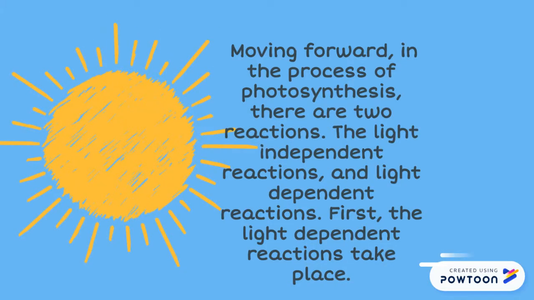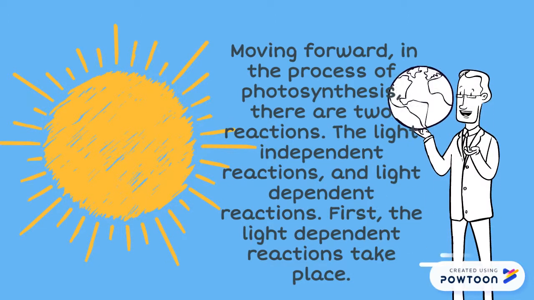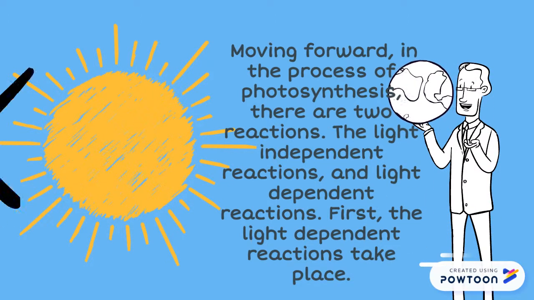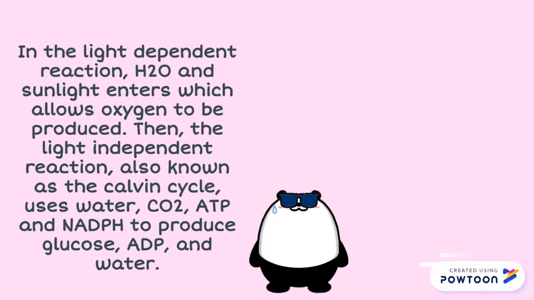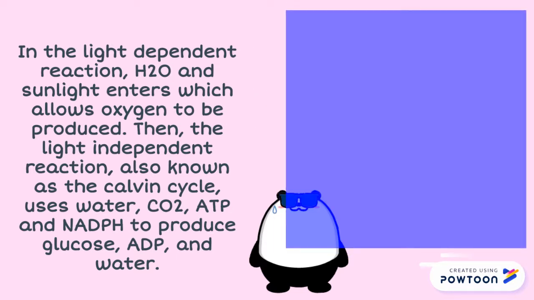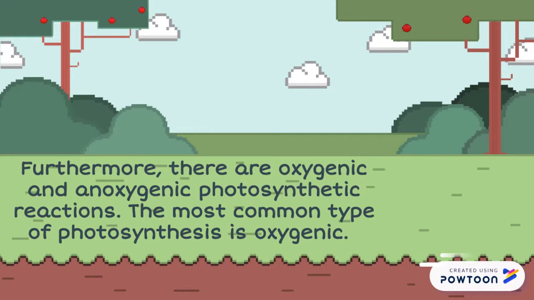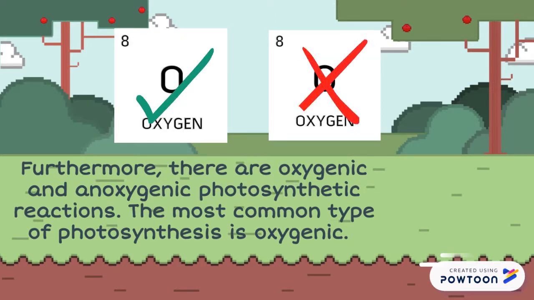Moving forward, in the process of photosynthesis, there are two reactions, the light-independent reactions and the light-dependent reactions. First, the light-dependent reactions take place. In the light-dependent reaction, water and sunlight enters, which allows oxygen to be produced. Then, the light-independent reaction, also known as the Calvin cycle, uses water, CO2, ATP, and NADPH to produce glucose, ADP, and water. Furthermore, there are oxygenic and anoxygenic photosynthetic reactions.